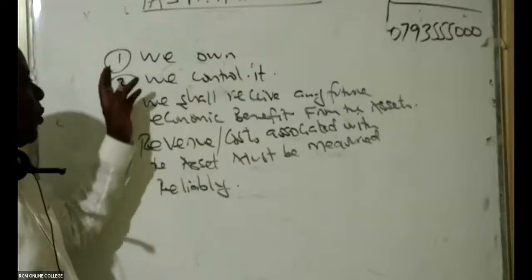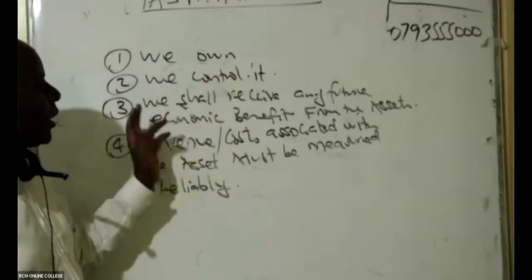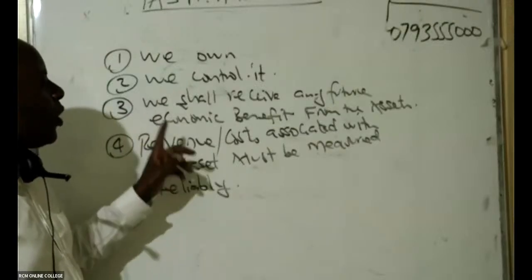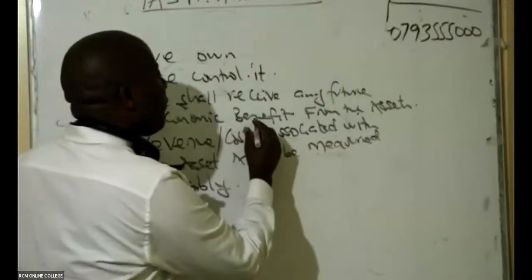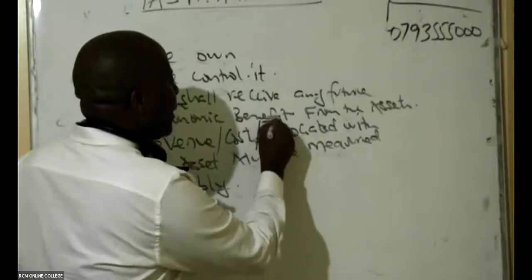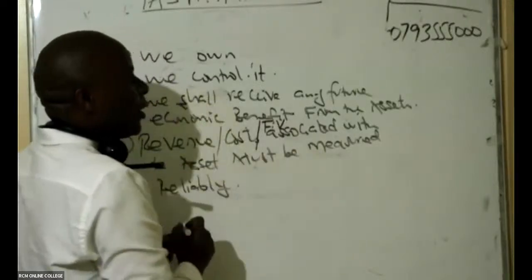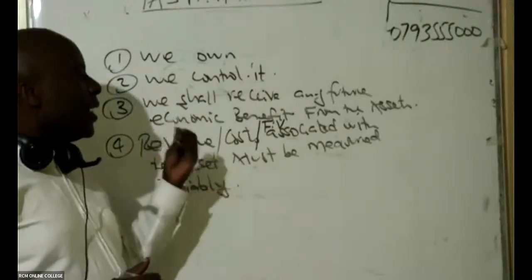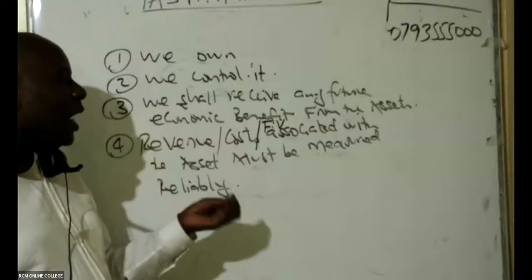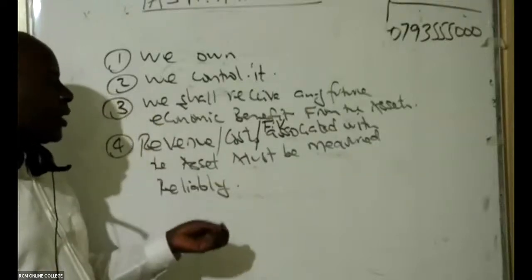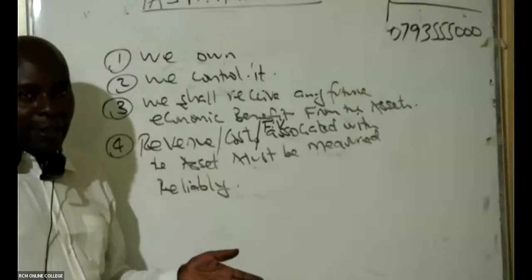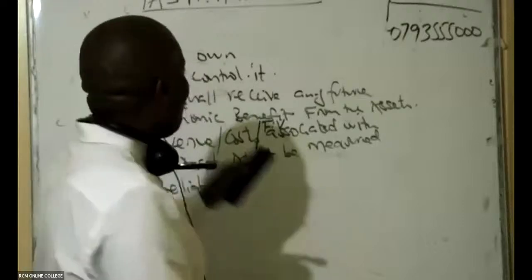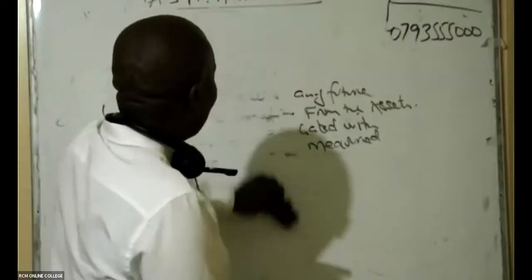And remember, we are owning the asset, we control it, we shall receive any future economic benefits from the asset, any revenue, costs. Please add another one here, fair values. So it is revenue, cost, that's expenses, and any fair value or market values associated with the asset must be measured reliably. For you to be able to recognize an asset, you must always remember those 4 things. Once you remember those 4 things, then you are at home.